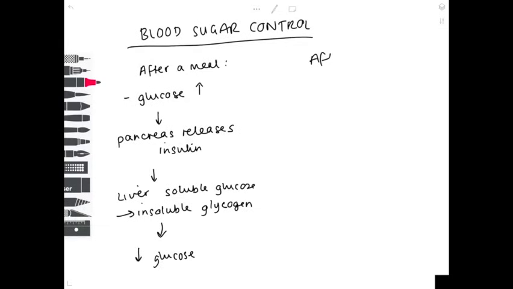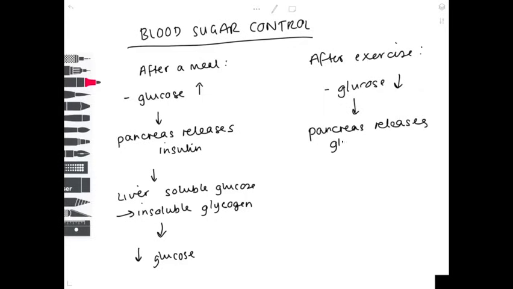After exercise, or when you haven't eaten for a period of time, clearly your blood sugar levels will have decreased. So glucose levels have decreased. The pancreas again is involved and it releases a hormone, this time called glucagon. And please notice the spelling of glucagon and glycogen.